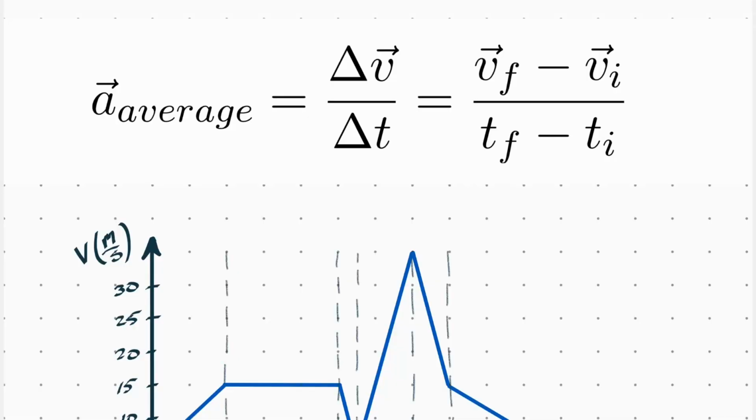In this video, we're going to talk about acceleration. So to start with, we have this formula. Average acceleration is equal to delta V over delta T. So in other words, just the change in velocity over change in time.